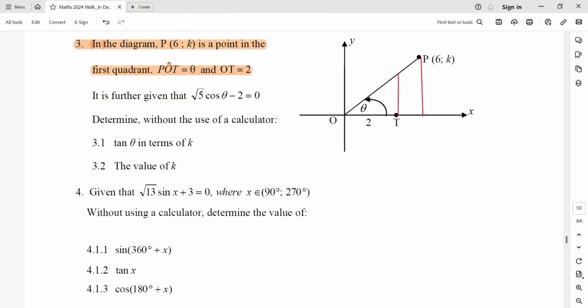Okay, the next question is question 3. Okay, done with question 3. Let's go to question 4.